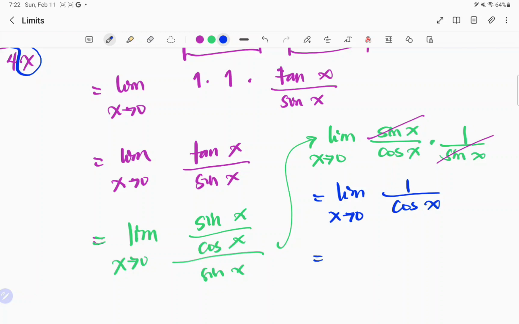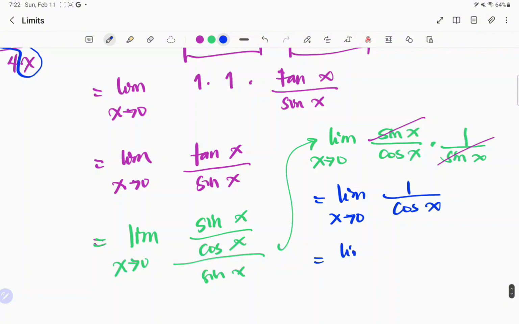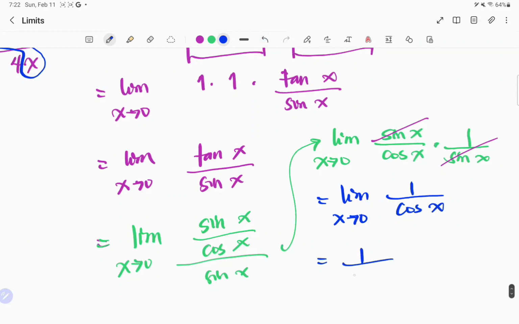Now my x is equal to 0. I can change it to 0 in our cosine x. It will become 1 over cosine 0. And that is equal to 1 over 1 or 1.